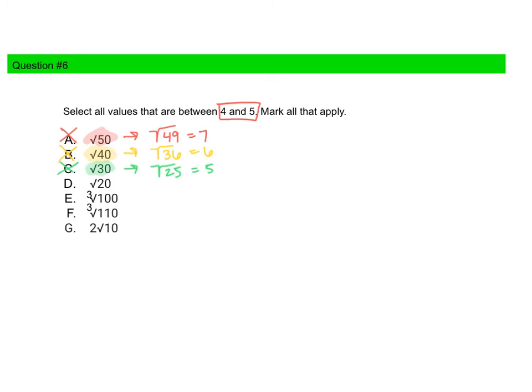Okay? Next, we have the square root of 20. The square root of 20 is in between two perfect squares. It's in between the perfect square of 16 and the perfect square of 25.